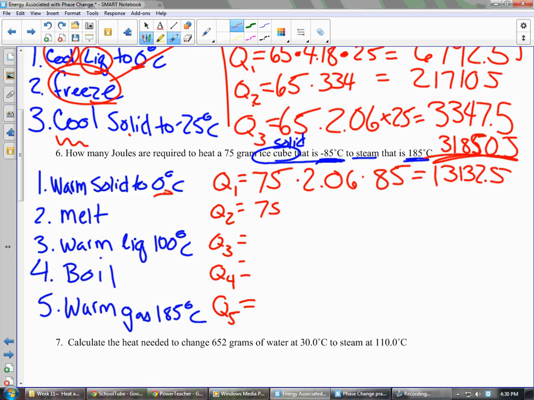Then we're going to stop and pay to melt. We have a 75-gram ice cube that we are going to pay 334 joules per gram to melt. So we're going to go 25050.